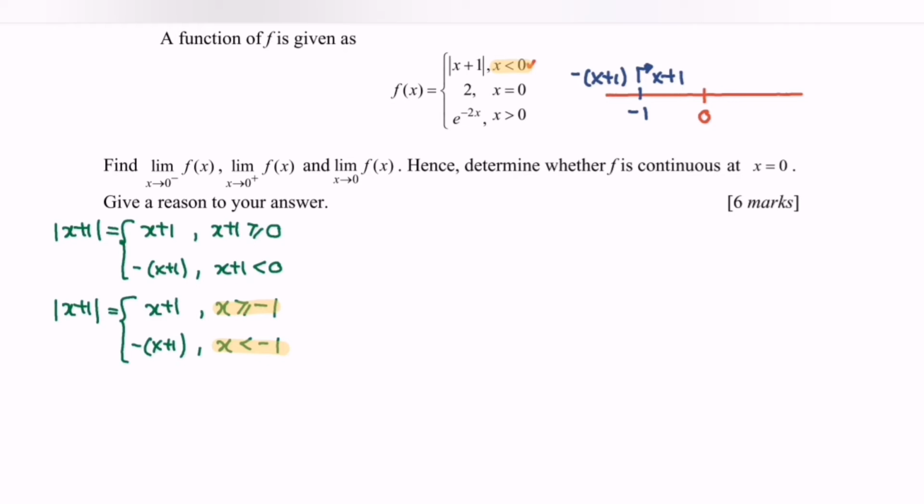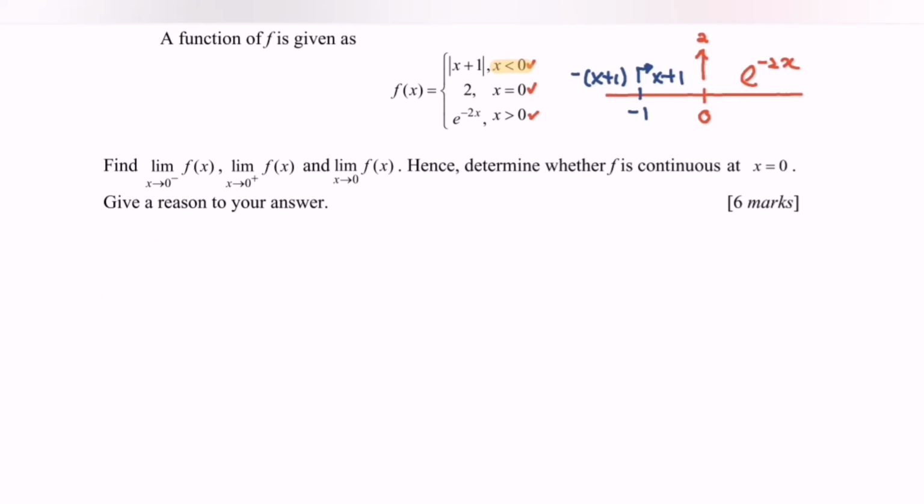Next, we define that when x equals 0, the function would be 2. If x is greater than 0, the function would be e to the power of negative 2x. So here will be our situation. Now we are going to answer the questions.